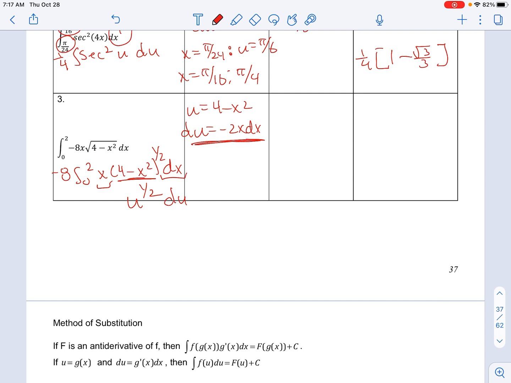That's why that extra x is there. But I need a negative 2. If I multiply by negative 2, I need to divide by it. So notice the number in the front really becomes a 4 when I do the rewrite. And then I have u to the 1/2 du.